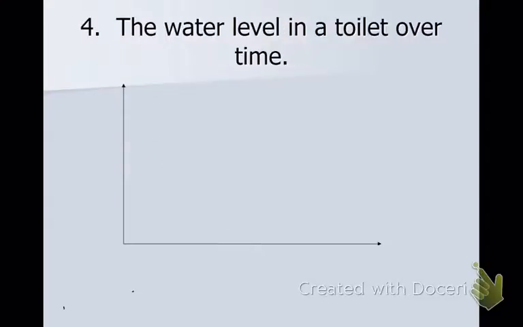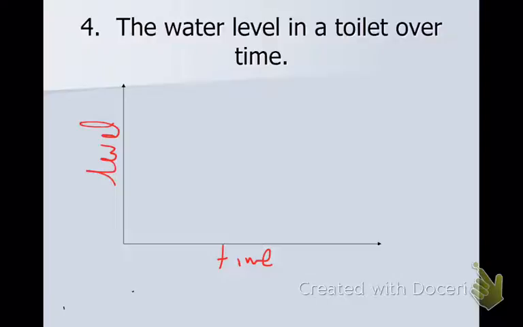All right? Try this one. Think about this one. Stop the video, draw this out, and then start it back up and see if you're right, and change it if you need to. Okay, the water level in a toilet over time. What happens during toilet use?